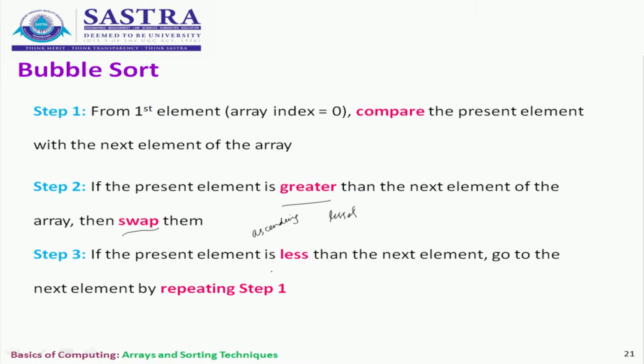And if the present element is less than the next element, go to the next element by repeating step 1. That means, if it is not greater, then do nothing, simply increment the iteration value and go for the next iteration.